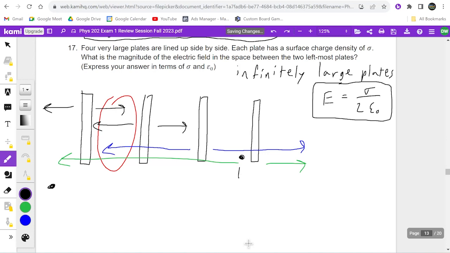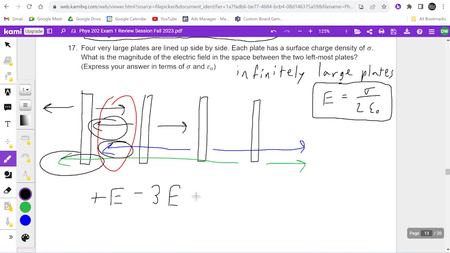So what am I trying to say? I'm trying to tell you that the electric field is 1 positive E, in other words, 1 E to the right, minus 3 E to the left, because I have 1, 2, 3 arrows pointing left. The net result is negative 2 E, and remember each E is sigma over 2 epsilon naught.